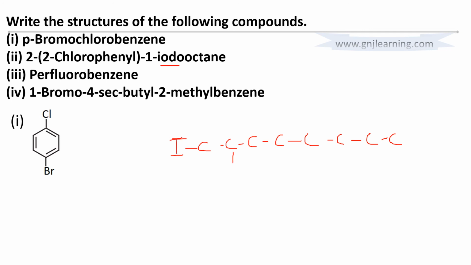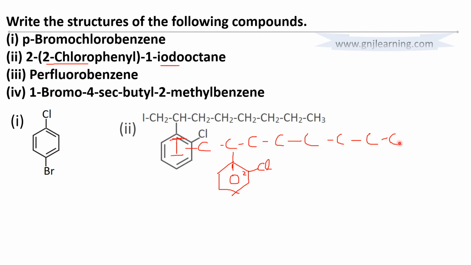In the second carbon, I have chlorophenyl, 2-chlorophenyl. Phenyl again is a benzene, so I have a branch in this position, that is a phenyl group, and in that I have a chlorine in the second position. So this is the first carbon that is attached to the parent chain, and on the second, I have a chlorine. So this is that branch, 2-chlorophenyl. And the rest you have to fill with hydrogen atoms. Here there will be 2, here there will be 1, here 2, 2, 2, 2, 2, and finally 3.